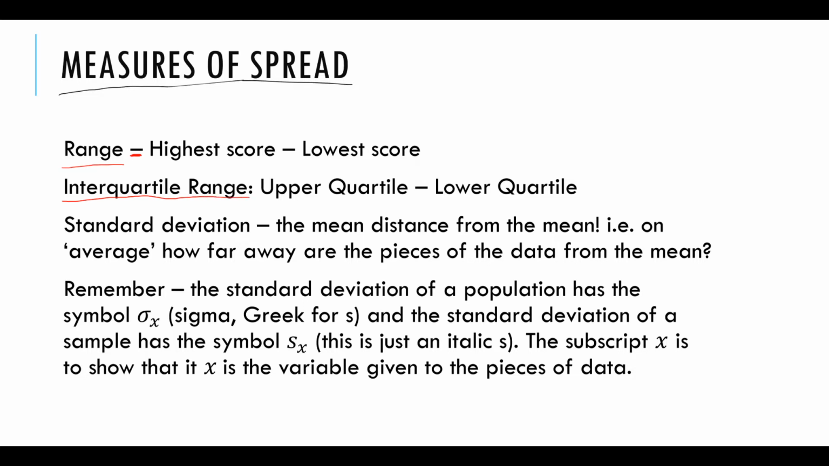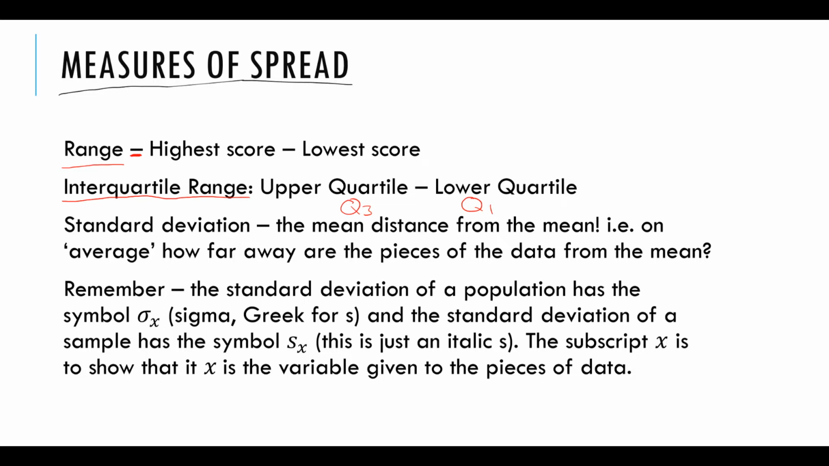The interquartile range works the same way, but it is the upper quartile, sometimes called Q3, minus the lower quartile, sometimes called Q1. Once again, it's a number. It's not a thing that says it's from this to this. It is one number. It's the difference between Q3 and Q1.